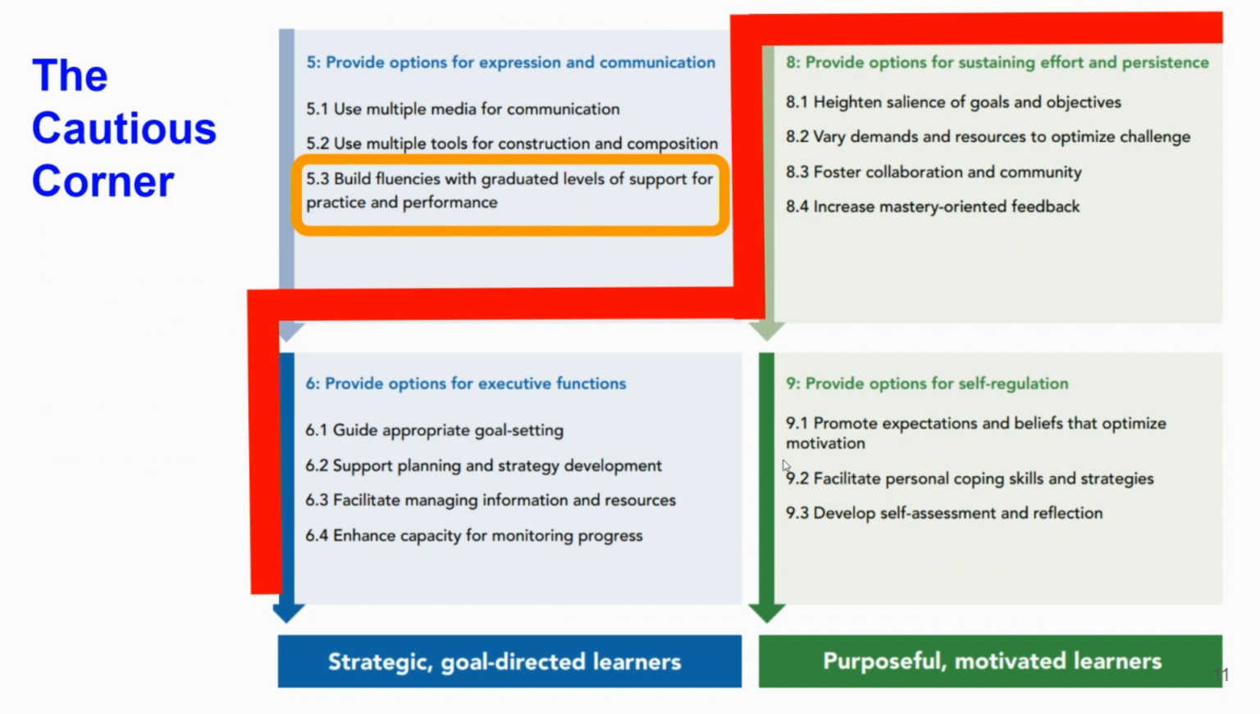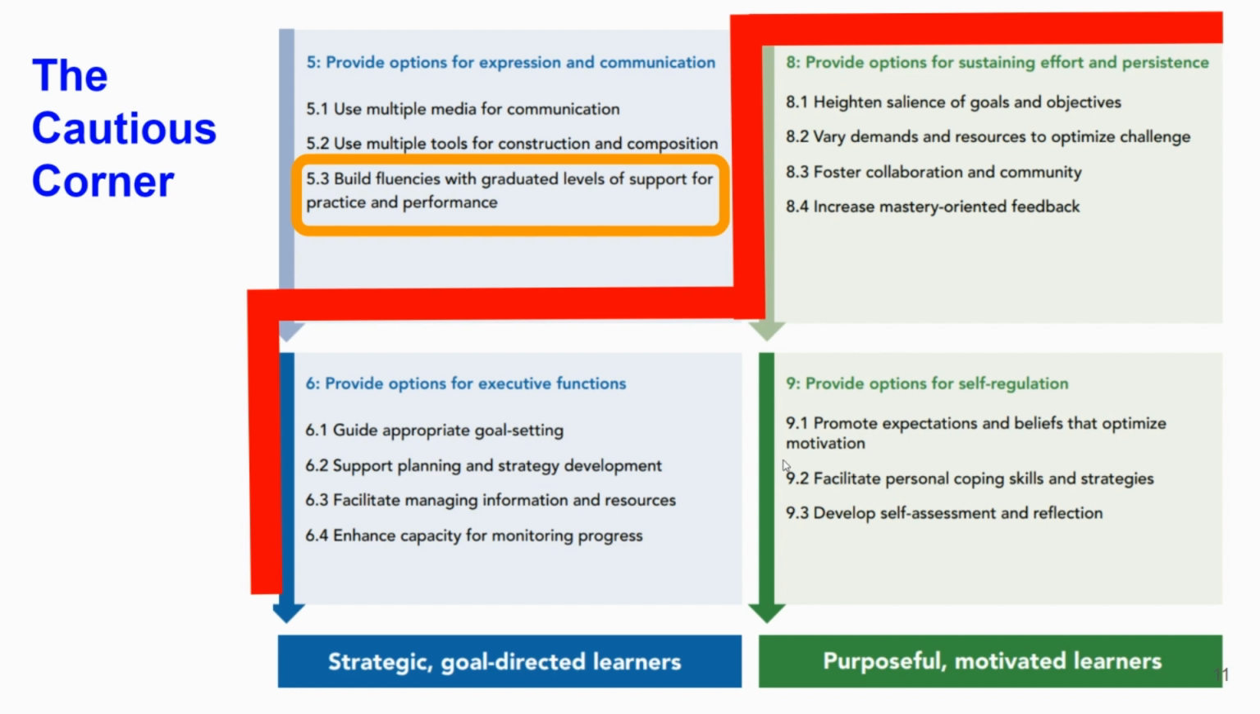So I want you to look first at the orange box. It says 5.3. That's a build fluencies with graduated levels of support for practice and performance. So most of us call that gradual release of responsibility, and we call it I do, we do, y'all do, you do. And so that is one of the most important things that we do in middle grades, which is make sure that we model flexible models of skill performance. And then we give students safe opportunities with supports to practice them until they become independent.